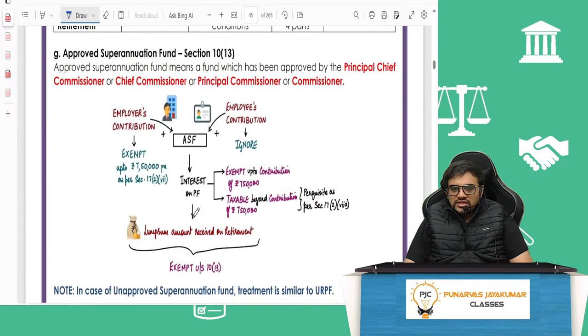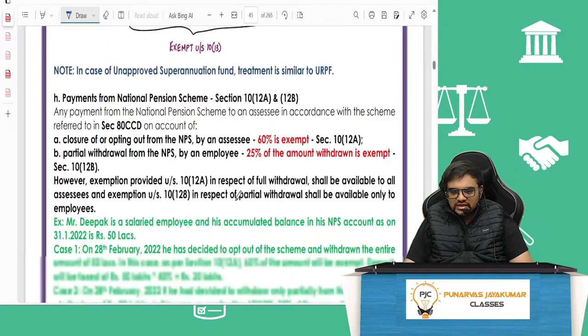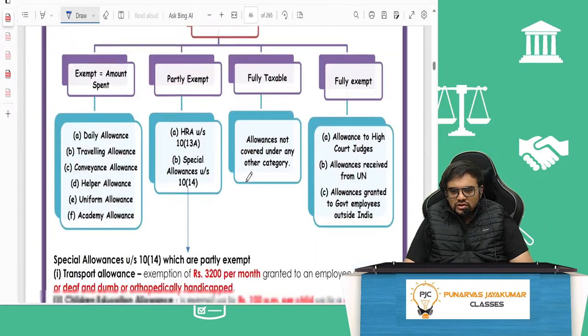Then we have something called the superannuation fund. The employer's contribution is exempt. This we'll see later. Leave it. So, let's go on to allowances.